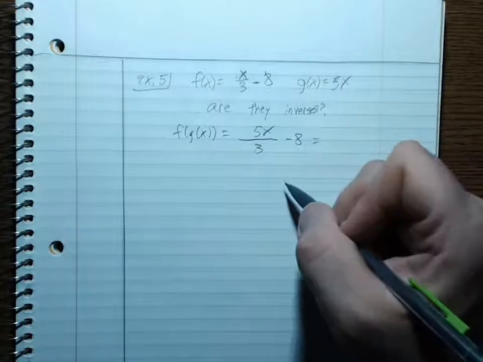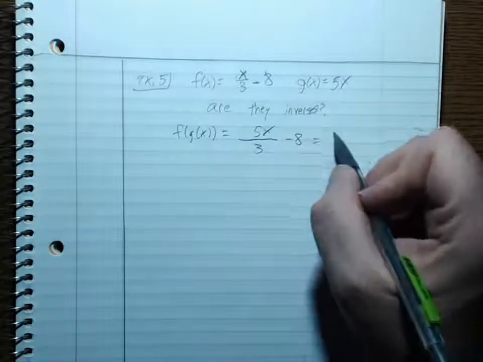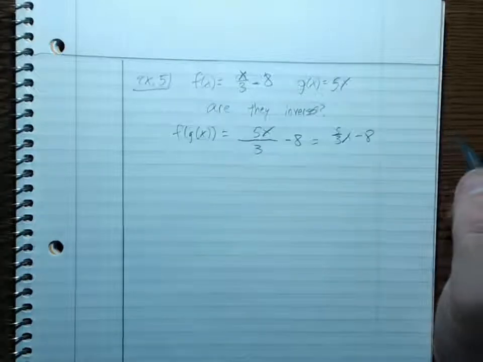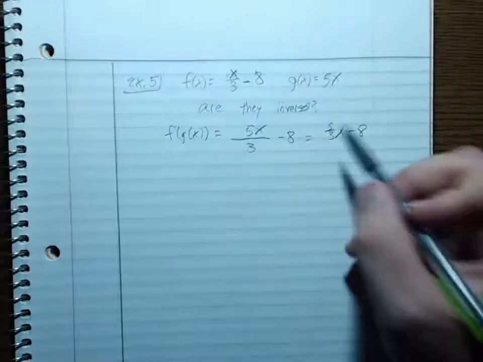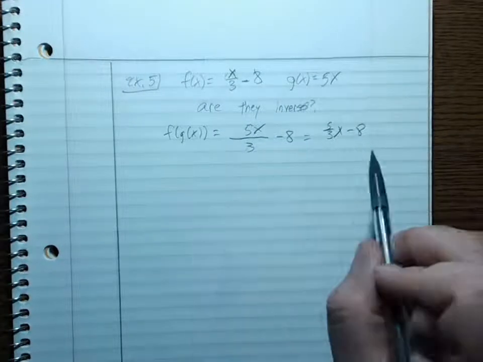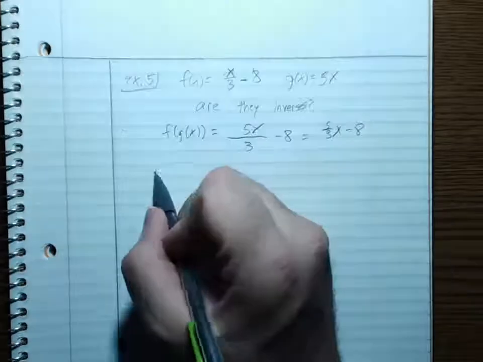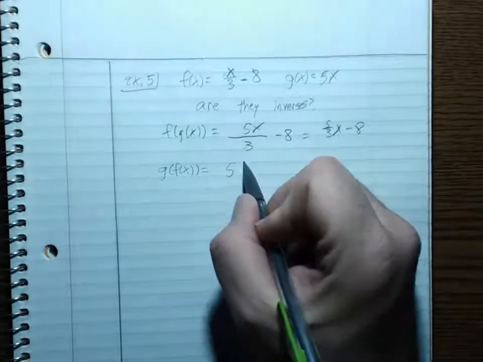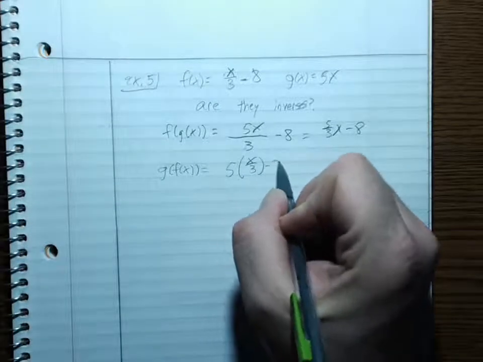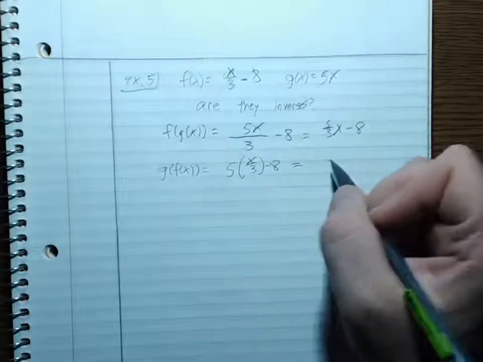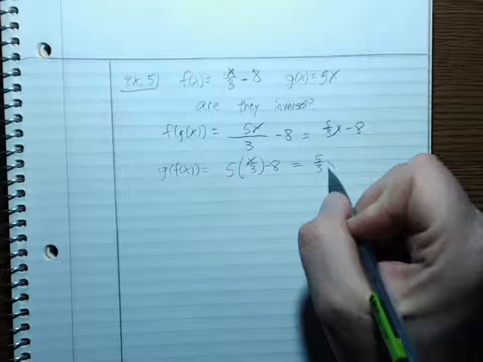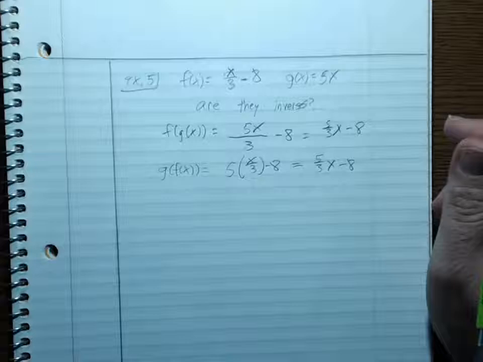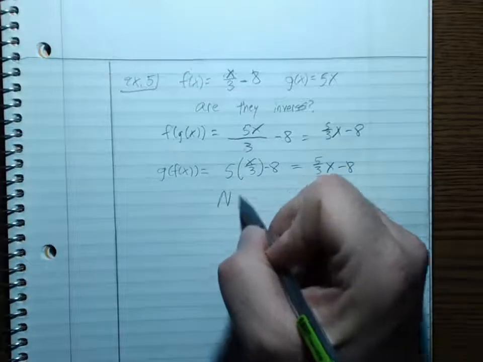And truthfully, there's not a whole lot of simplifying that goes on here. This is just 5/3 x minus 8, and it doesn't get any simpler. Truthfully, I don't even really need to go any further. It certainly doesn't equal x here, so I can stop. Just to prove my point, though, let's find what g of f of x is. All right, so that would be 5 times x over 3 minus 8, which would again equal 5/3 x minus 8. So they equal the same thing. That's interesting. But they don't equal x, which means no.